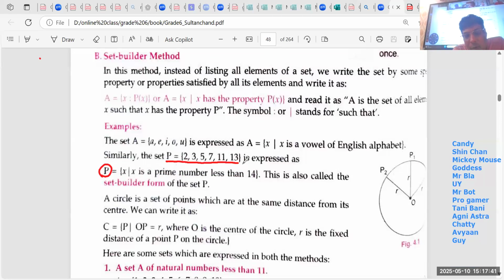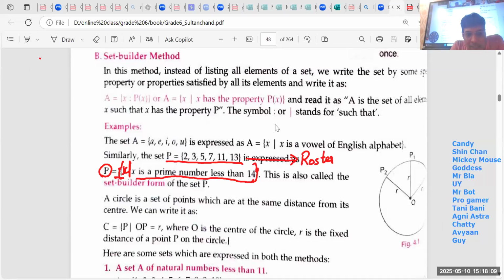देखो ये मैंने लिख दिया किस फॉर्म में? सेट बिल्डर फॉर्म में. And sorry, this is in the roster form. And if I am writing in set builder form, मैं कैसे लिखूंगा? Firstly, I will open the brackets, curly braces. Then I will write x. Then this line. ये line का मतलब होता है such that x is a prime number less than 14. I will write x is a prime number less than 14.